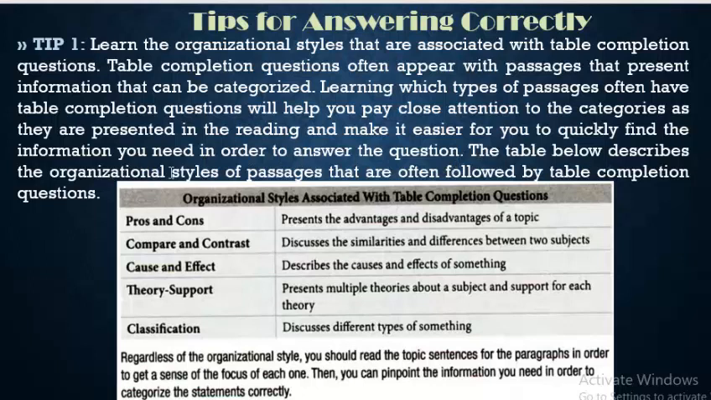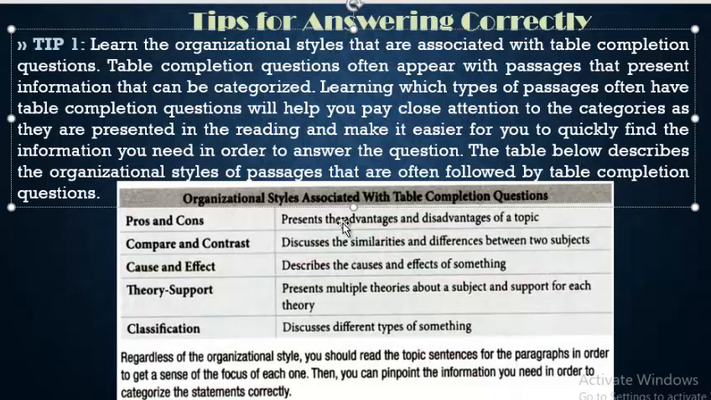The table below describes the organizational styles of passages that are often followed by table completion questions. Organization styles associated with table completion. Maybe it's pros and cons, advantages or disadvantages, compare and contrast, cause and effect, a theory to support, or classification, to classify something into types and kinds.